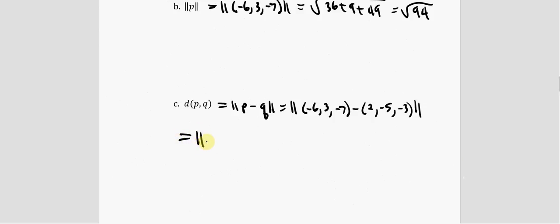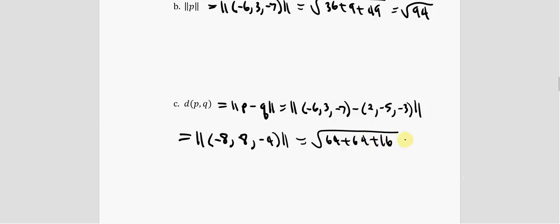We do our subtraction. This is the norm of (-8, 8, -4). Since 3 plus 5 is 8, and -3 plus -7 plus 3 is -4. And so that gives us the square root of 64 plus 64 plus 16. And this is the square root of 144. And we get a perfect 12.